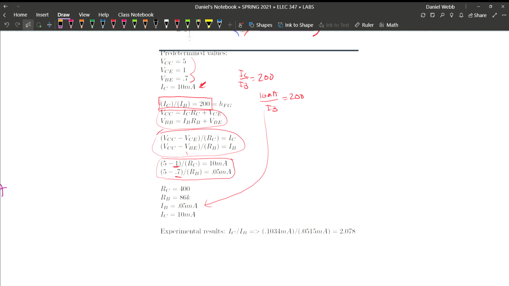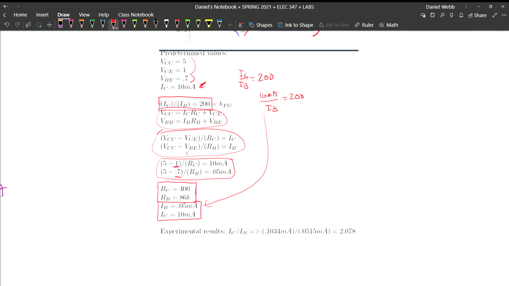Just by rearranging those variables for RC and RB, we get that the collector resistor has to be 400 ohms, and our resistor for the base has to be 86K. And we already were able to find out what IB and IC were.